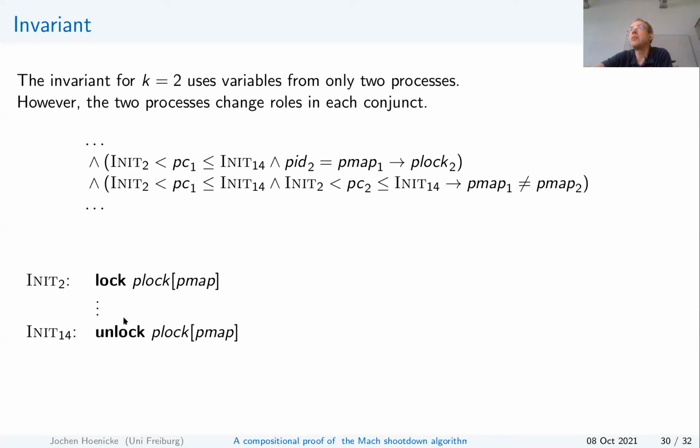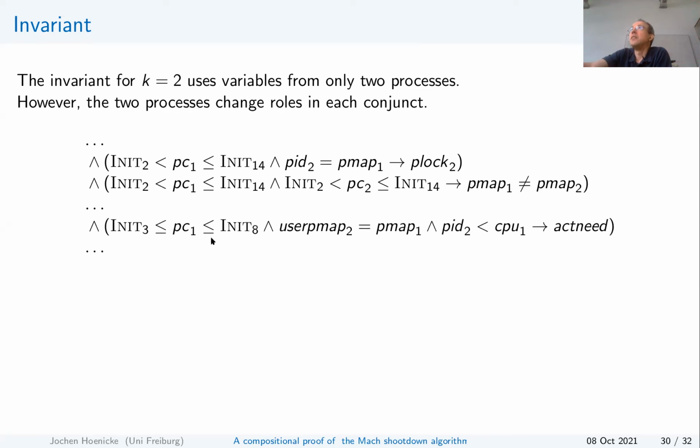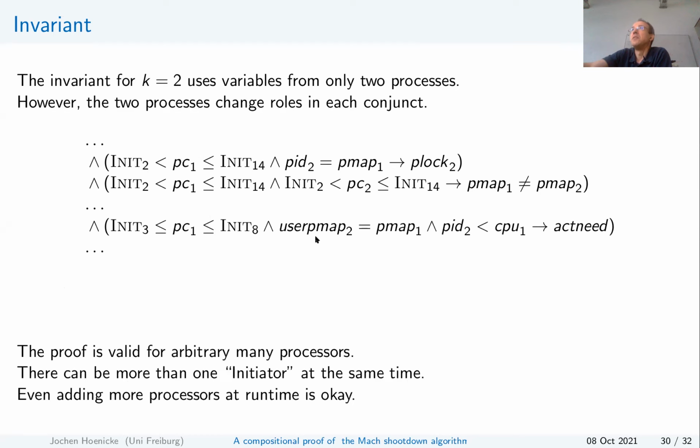And the important thing to notice here is that the second process here is not the same as the second process here. So even though each conjunct only talks about two processes, the invariant somehow, even though it just says "and" here, talks about a lot of processes at the same time. And yeah, even the third process. Yeah, the proof is valid for arbitrarily many processors.